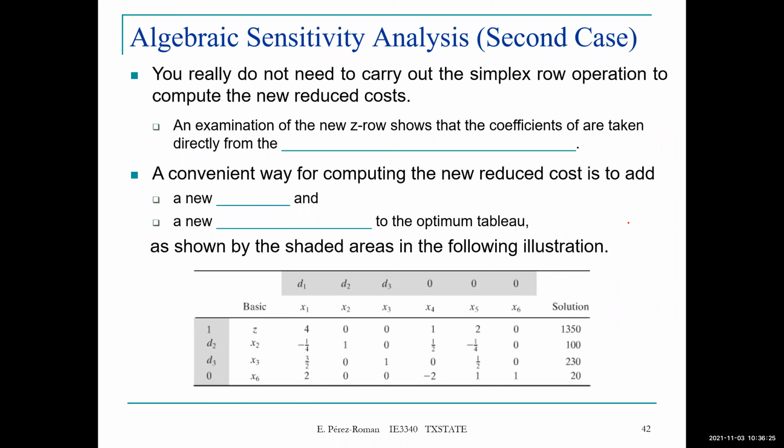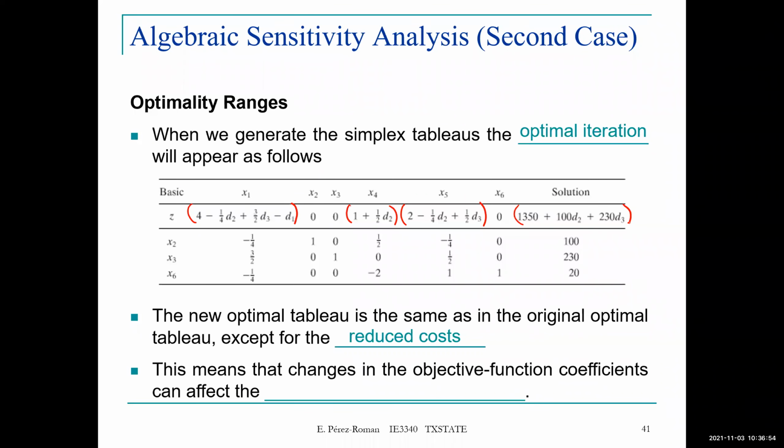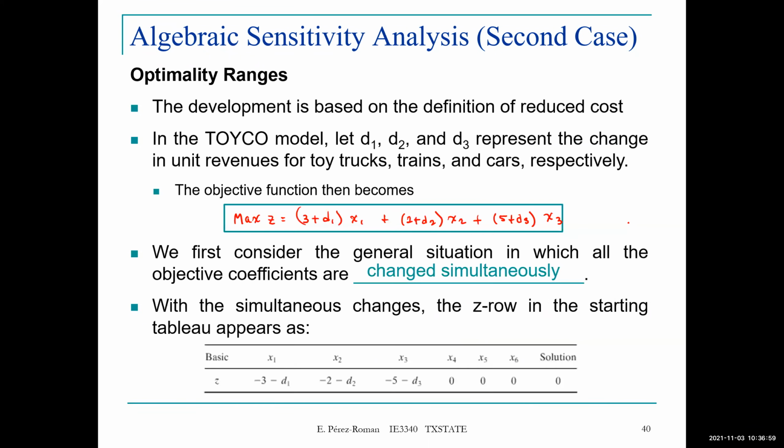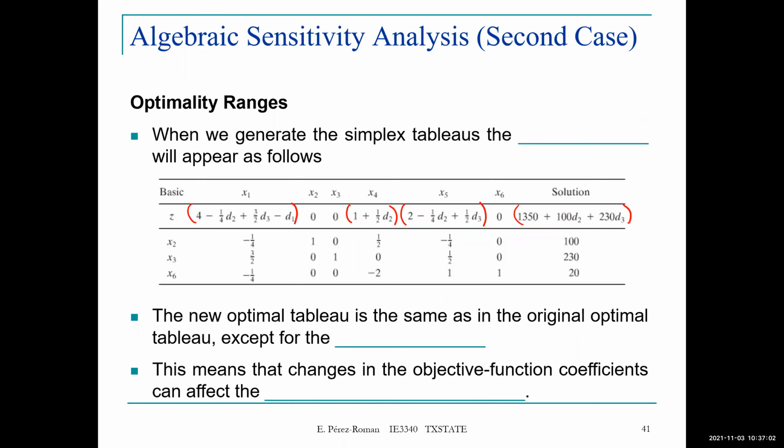An examination of the new row 0 shows that the coefficients are taken directly from the constraint coefficients of the optimal tableau. A convenient way for computing the new reduced cost is to add a new top row and a new leftmost column to the optimal tableau, as shown by the shaded areas in the following situation. So if you have the optimal solution of your problem, you can obtain these coefficients of row 0 without having to solve the problem with these at the beginning. So that's what we're going to illustrate now.